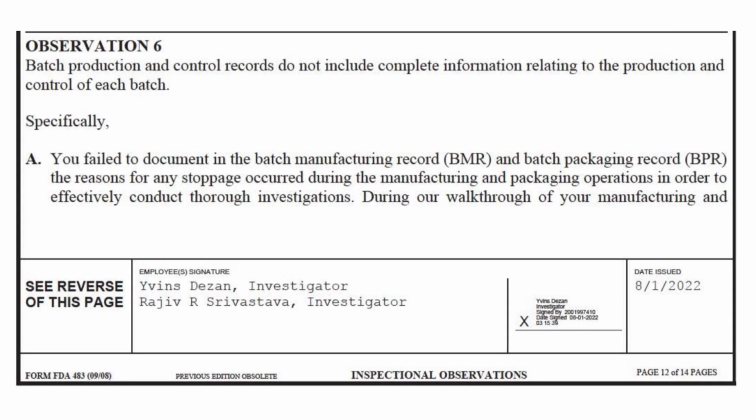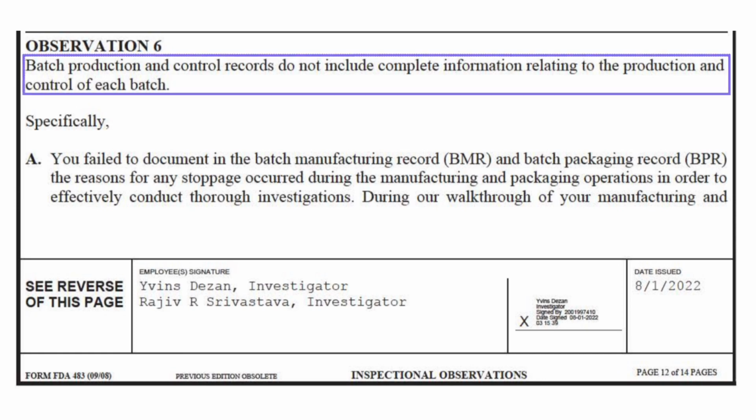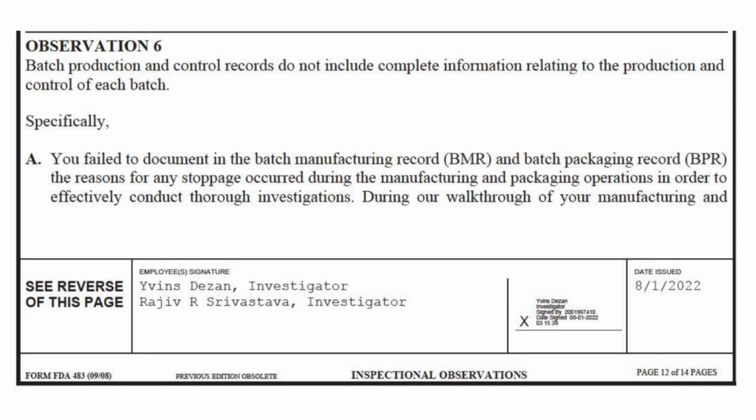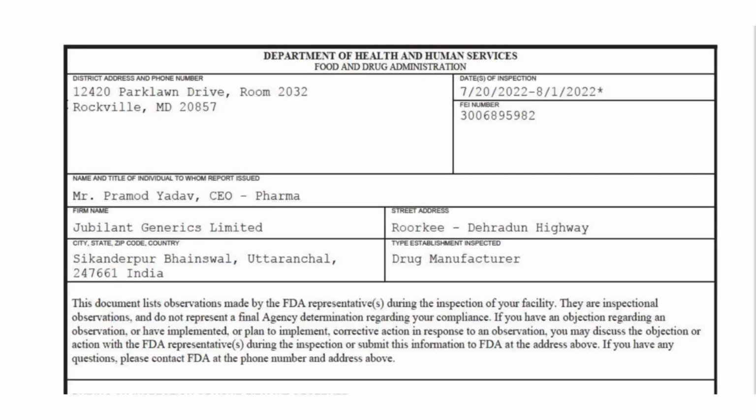Now comes the last observation, observation number 6, and the title of observation number 6 is: batch production and control records do not include the complete information related to the production and control of each batch. Under this observation, auditors found that during batch manufacturing and packaging, there were multiple machine stoppages, and all the stoppages were not documented and investigated. So guys, it's a very well known fact that whenever any discrepancy occurs during any kind of activity, whether it is manufacturing or analysis, we should always record and investigate the discrepancy appropriately.